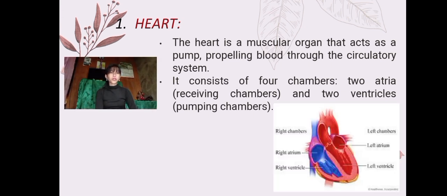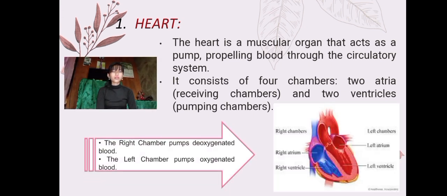Here is an example picture of the right chambers and the left chambers. The right chambers consist of the right atrium and right ventricle, and the left chambers consist of the left atrium and left ventricle. The right chambers pump deoxygenated blood, and the left chambers pump oxygenated blood.